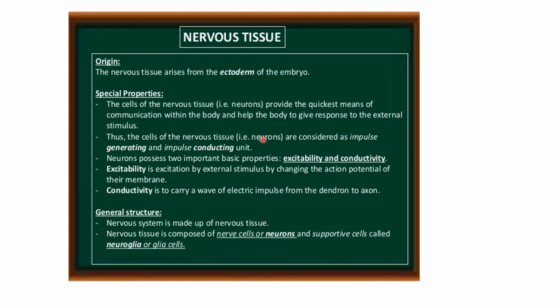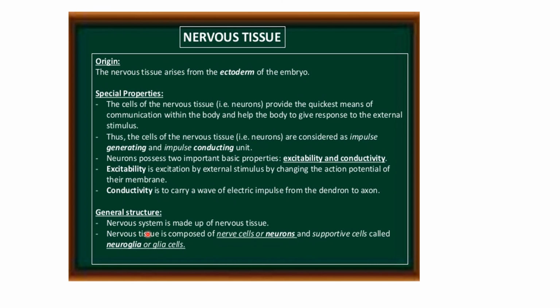They have two types of properties: first is impulse generating and second is impulse conducting. So the basic properties are excitability and conductivity. Excitability is excitation by external stimuli by changing the action potential of their membrane, and conductivity is to carry the wave of electrical impulse from dendrons to axons.